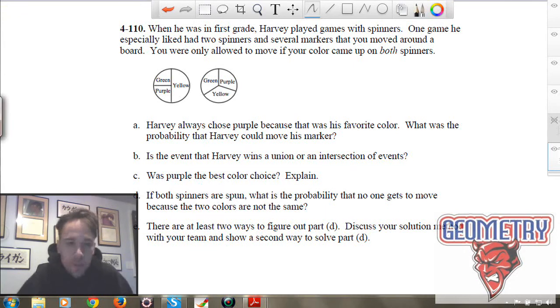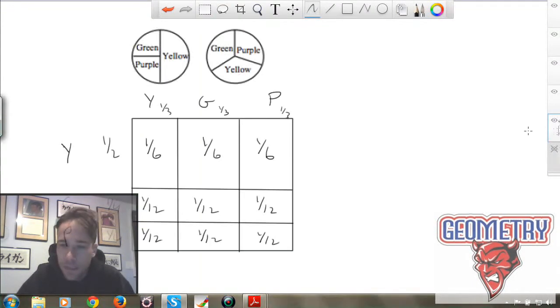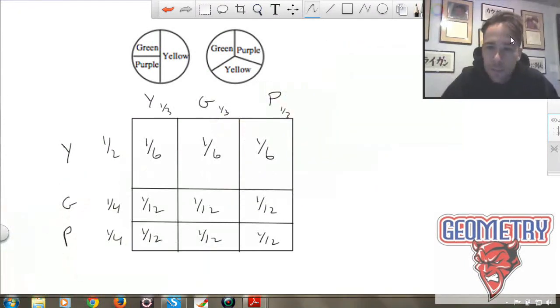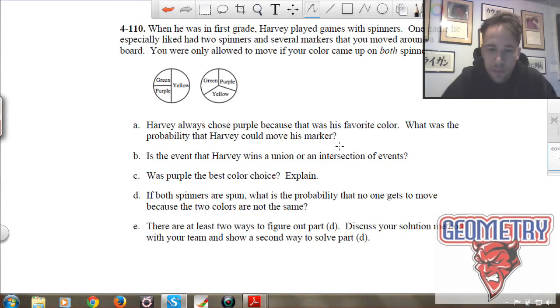Okay, you were only allowed to move if your color came up on both spinners. And so there's the spinners set up, and I've already set up an area model here. So here's the one spinner, right? So half chance of landing on yellow, quarter chance of landing on green and purple, and the second spinner is going vertically with a 1/3 chance for each of those, yellow, green, and purple. So I've already figured out all those probabilities using an area model.